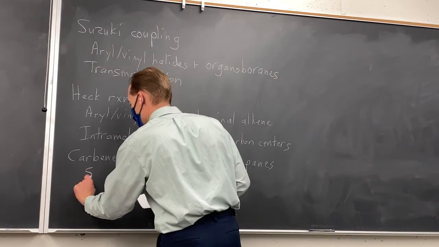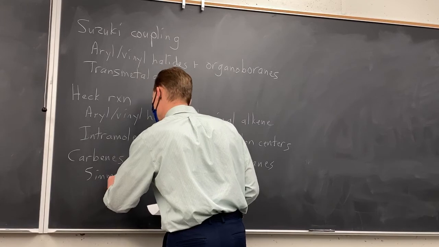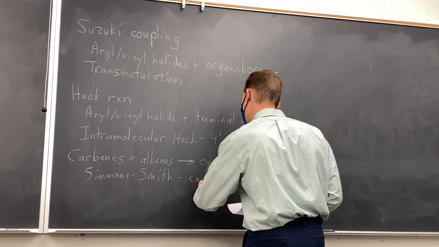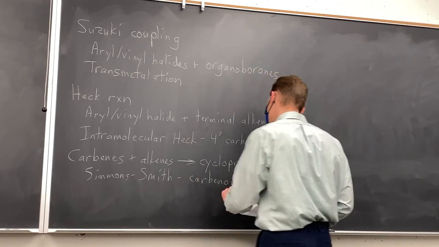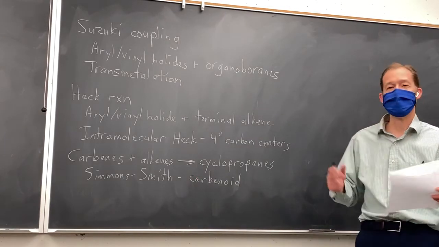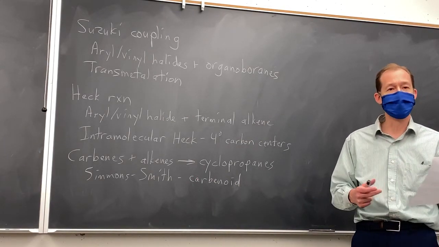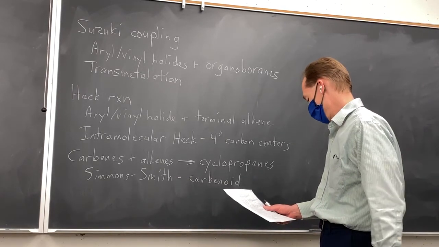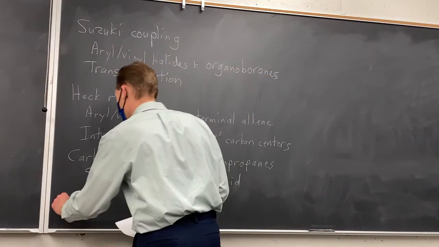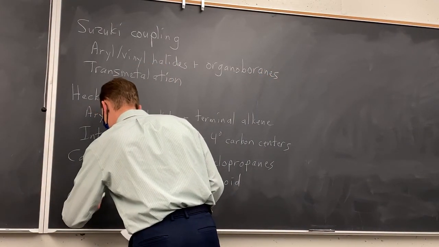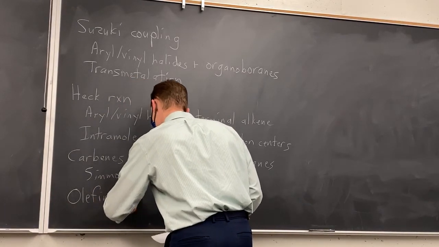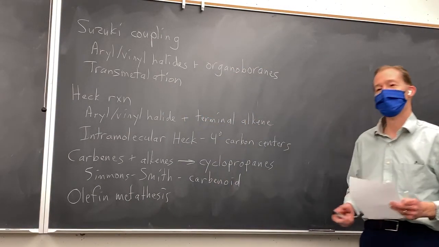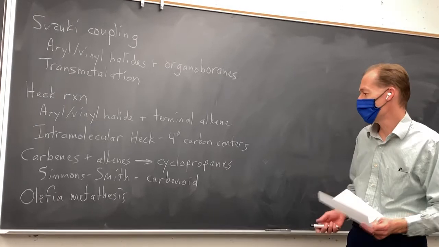We'll talk about a reaction called the Simmons-Smith reaction. The Simmons-Smith reaction uses carbenoids as the reactants. A carbenoid is a species that is not a carbene, but it reacts similar to a carbene. So we'll talk about what that is and how that occurs in class. And then the last reaction we'll talk about is called olefin metathesis. Olefin is an old word for alkene. It's not used as much as alkene is today, but it's still used occasionally.